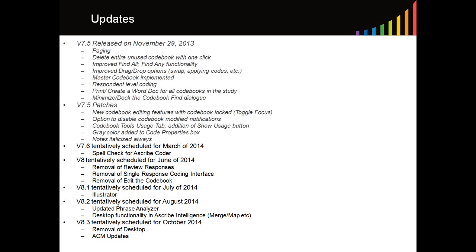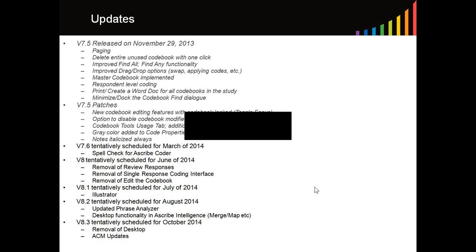And then also there's going to be some desktop functionality released in August of 2014, mainly the merge map tools. And then in version 8.3, for those of you that use desktop, we'll see the removal of desktop. That's scheduled for October of 2014. And we'll probably start talking more about that in an upcoming users group meeting. Okay, so now I'm going to go ahead and get into Ascribe Coder.